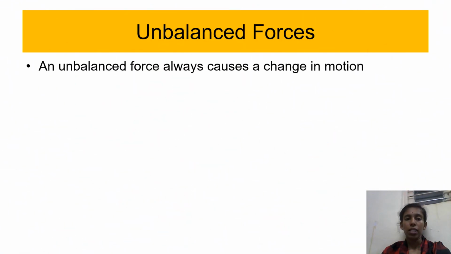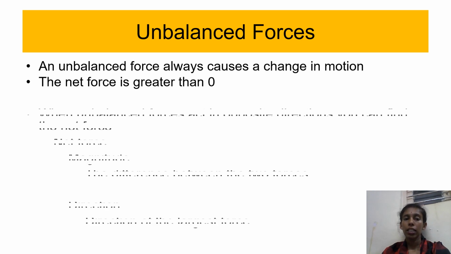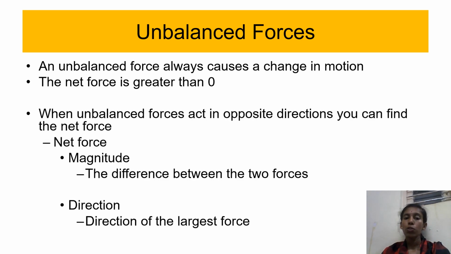Unbalanced forces. An unbalanced force always causes a change in motion. The net force is greater than 0. When unbalanced forces act in opposite directions, you can find the net force. Net force magnitude: the difference between the two forces. Direction: the direction of the largest force.